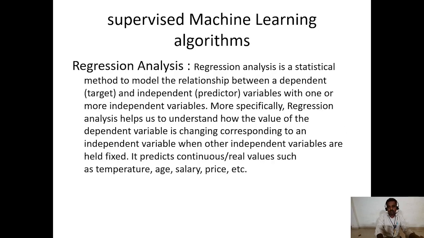Next, what is a supervised machine learning algorithm? Supervised machine learning algorithms are of two types. One is regression, and the second one is classification. First, what is regression analysis? Regression analysis is used to find the relationship between dependent and independent variables. Only then can we use regression analysis.